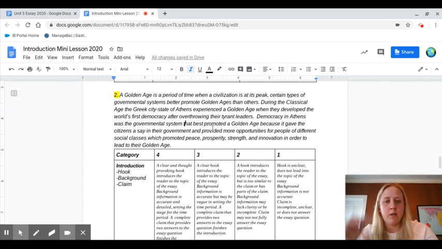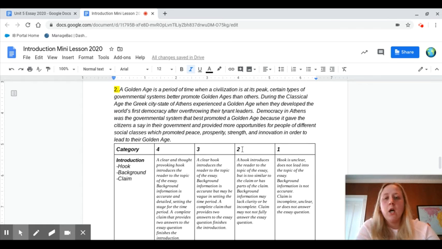So the second one now, if we're looking, a golden age is a period of time when a civilization is at its peak. Certain types of governmental systems better promote golden ages than others. During the classical age, the Greek city-state of Athens experienced a golden age when they developed the world's first democracy after overthrowing their tyrant leaders. Democracy in Athens was the governmental system that best promoted a golden age because it gave the citizens a say in their government and provided more opportunities for people of different social classes, which promoted peace, prosperity, strength, and innovation in order to lead to their golden age.